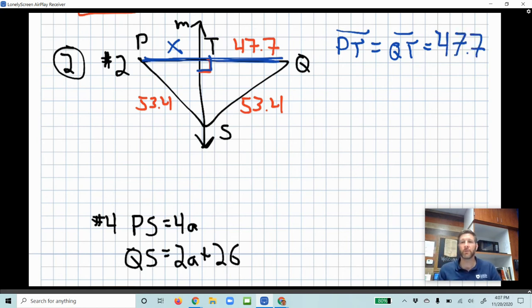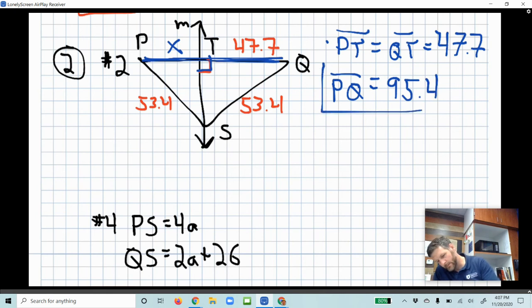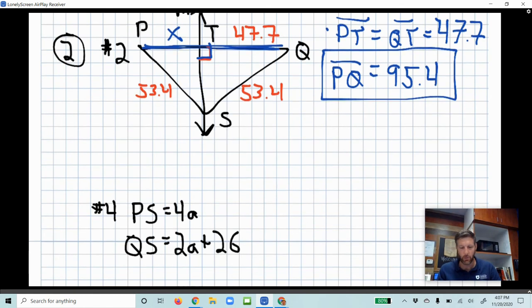Alrighty, so if they're both equal to 47.7, then the entire PQ is just double that. Okay, it's just 47.7 plus 47.7, which comes out to 95.4. So you'll see that kind of stuff is pretty easy. You begin to see things are just congruent. Number 4, same idea, but now it's going to use an equation.